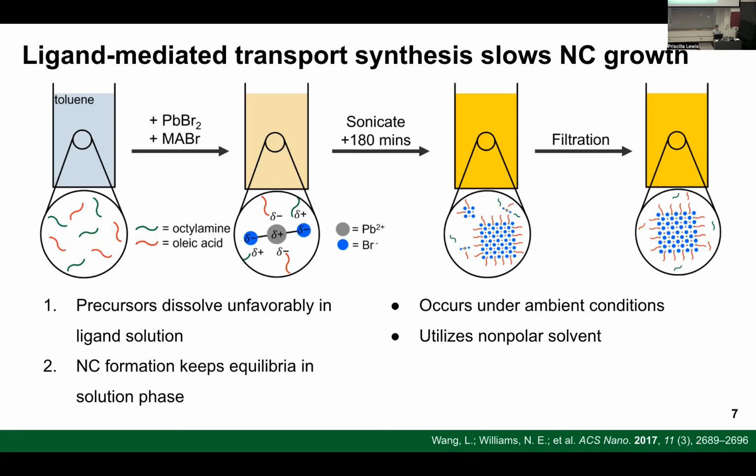We sonicate this reaction mixture over the course of 3 hours. And then at the end, what we believe to be in solution are some larger, well-capped nanocrystals, maybe some smaller, poorly capped nanocrystals, and then some remaining precursor and organic ligand in solution. Finally, what we can do next is filter this reaction mixture to learn more about what is going on and to halt the reaction from continuing.